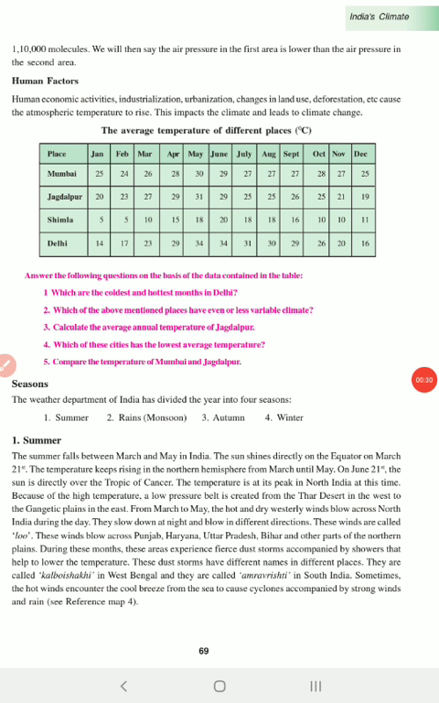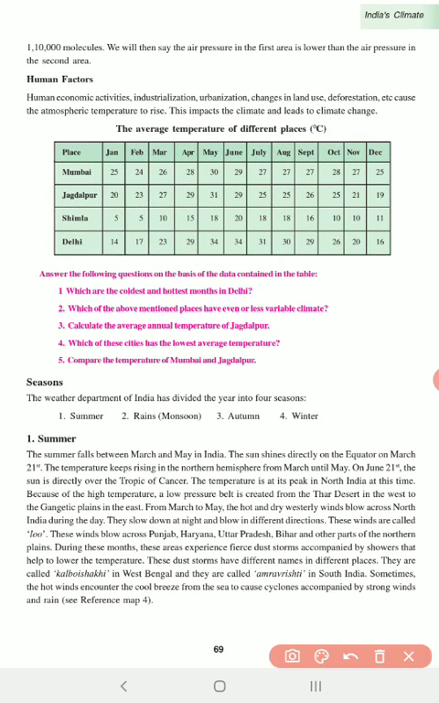So unlike any other country, in our country we have these four important seasons: summer, rains, that's monsoon we call, and then autumn that follows the monsoon season, the rainy season, and then we have winter season. Okay, now we will begin with the summer season.